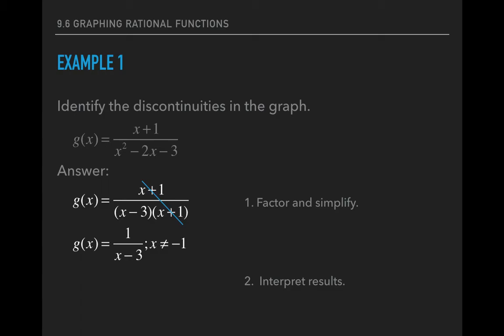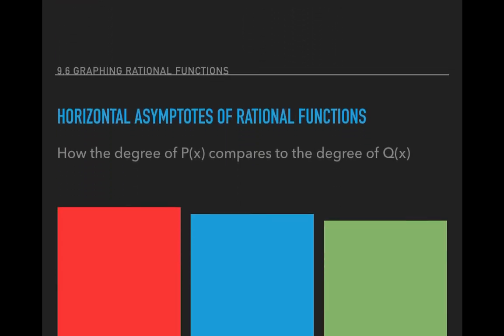Okay, so now let's interpret what this means for us, where and what kind of discontinuities we have. We have a point discontinuity at that removed zero, which is at -1, and we have a vertical asymptote at the line x equals 3. All right, so those are discontinuities.